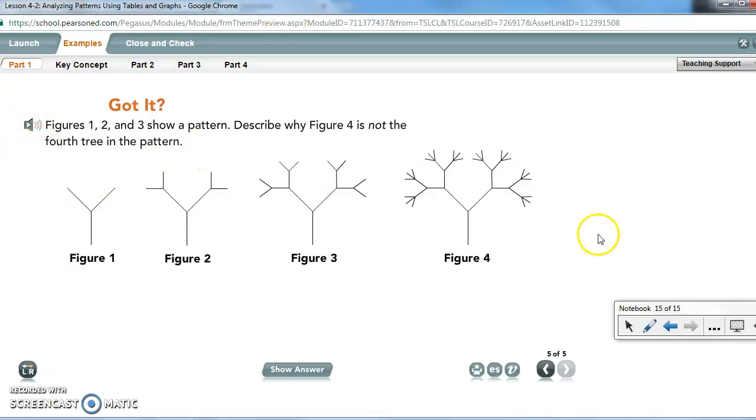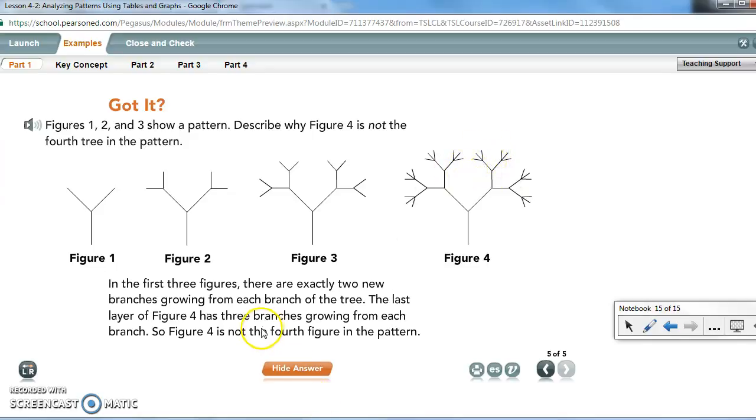So they want to know, is this fourth figure a pattern? Why or why not? So here we know figure 1, we have 1 branch and then out comes 2. Here we have 1, out comes 2, out comes 2. Here we have 1, out comes 2, 2 more. So each time there should be 2 little branches coming out. Well, here we know this is not a figure because it has 3 branches coming out. So the first 3 figures, they're exactly 2 new branches growing from each tree branch. The last layer in figure 4 has 3 coming out, so that is not part of the pattern.